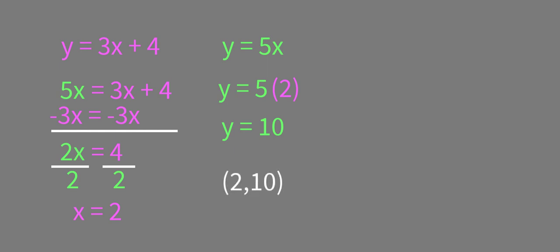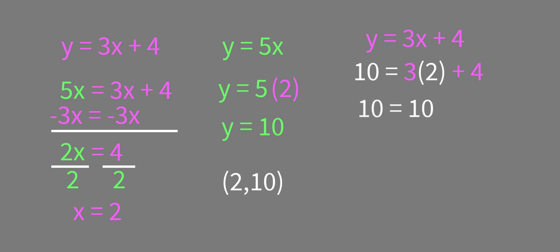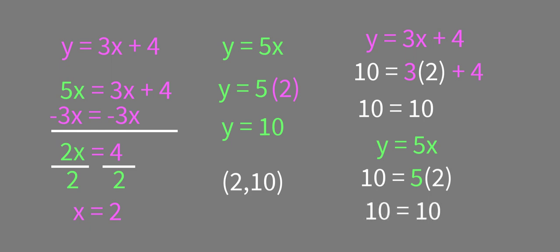Now let's check our solution just to be sure. So for our first equation, we'll go ahead and move that over here. So we have 10 equals 3 times 2 plus 4. So yes, that checks. 10 equals 6 plus 4, which is 10. And with the second equation we have 10 equals 5 times 2. So 10 equals 10. So it does indeed check, and our solution is (2, 10).